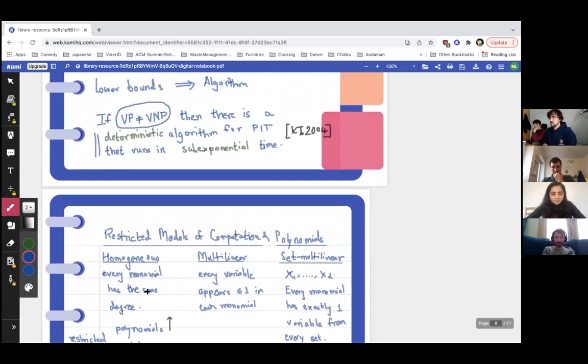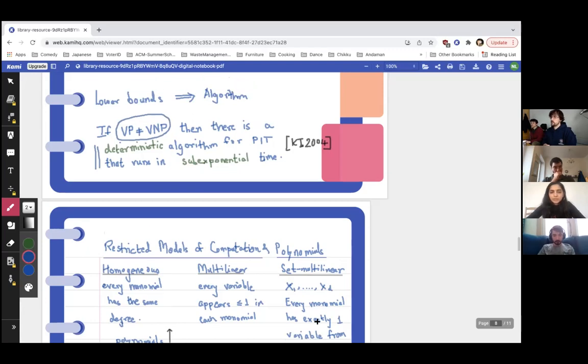These are polynomials. Homogeneous polynomials are polynomials where every monomial has the same degree. This is something all of us already know, perhaps. Multilinear polynomials are polynomials where every variable appears at most once in each monomial. This is also something we probably already know. Set multilinear, maybe not so well known, but here it's multilinear with respect to some set partition. That's what set multilinear is. So you have a partition of the variables x1 to xt, and every monomial has exactly one variable from every set.